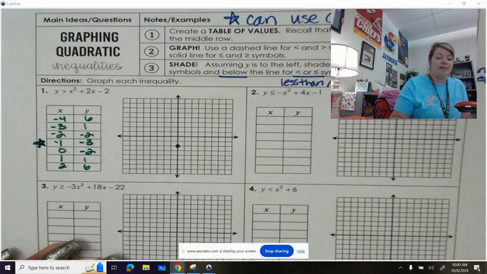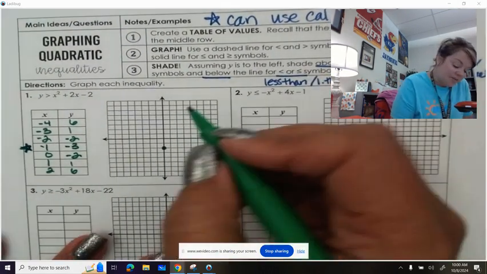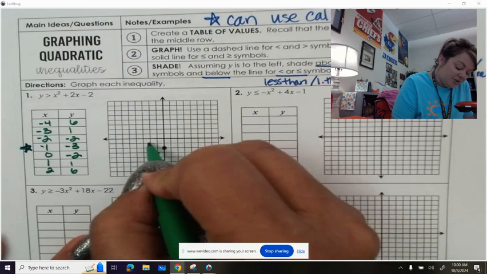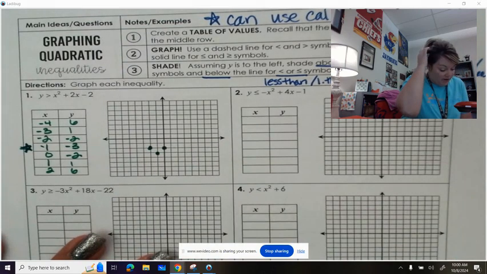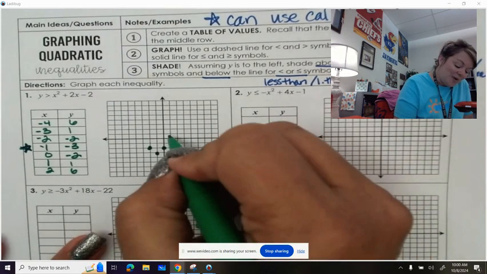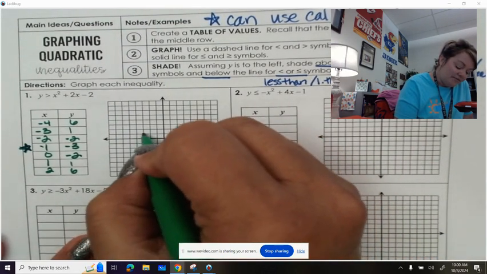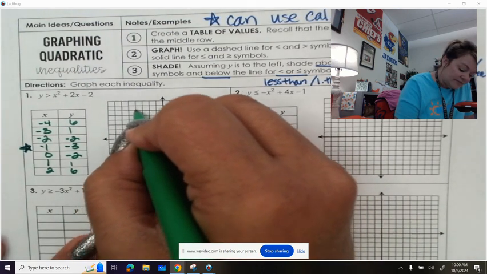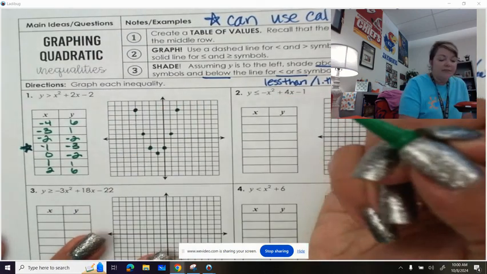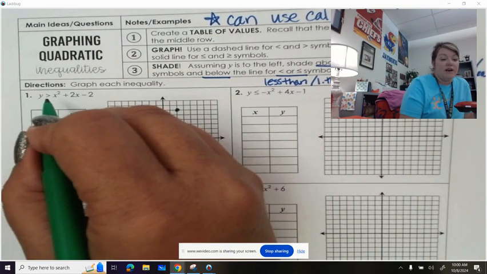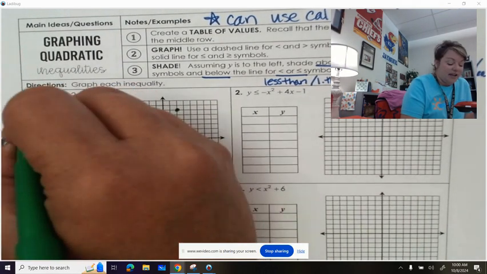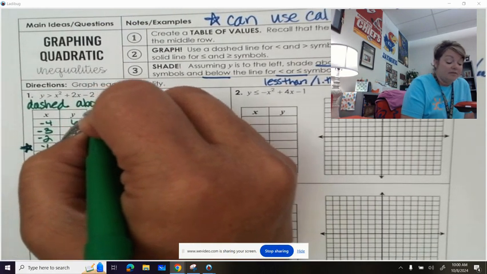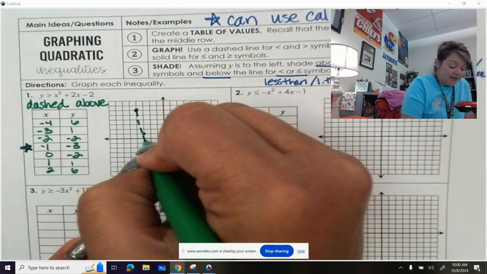All right, let's graph our parabola. Let's put these points on our graph. My vertex is at negative 1, negative 3. Negative 2, negative 2, 0, negative 2. We already knew the y-intercept from standard form. 1, 1, and negative 3, 1. And negative 4, 6, and 2, 6. Okay, now this is a greater than but not equal to, so it's going to be a dashed line. And since it's a greater than, I'm going to shade above. So my parabola is going to be dashed.